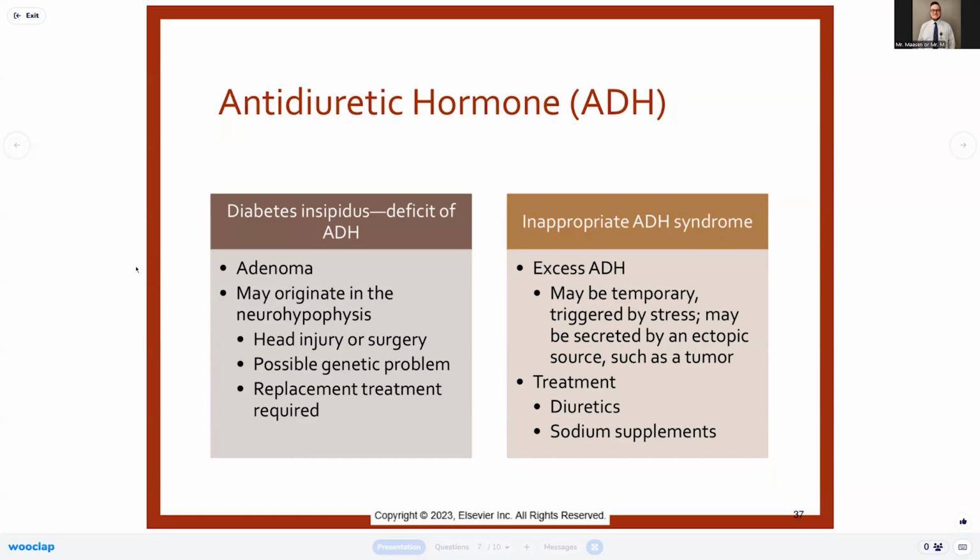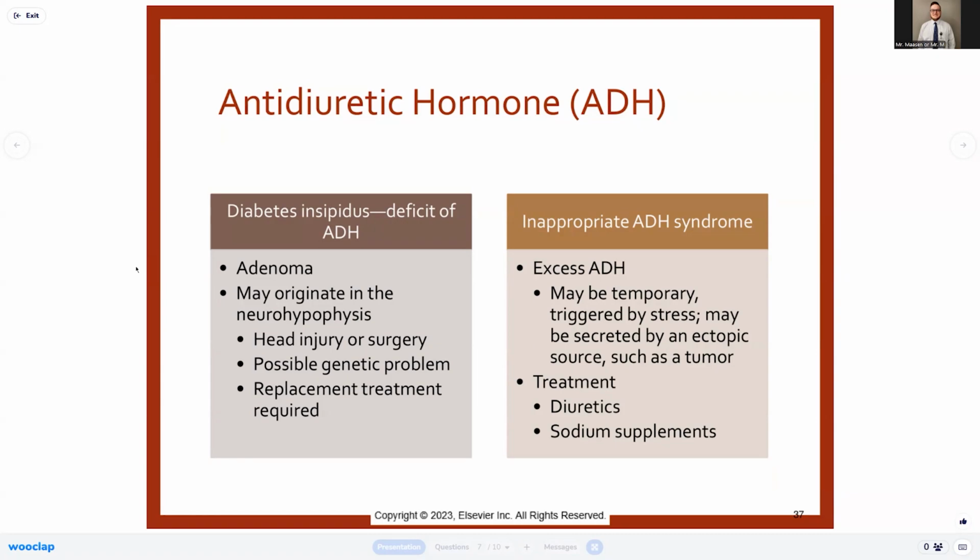Another thing to talk about is antidiuretic hormone. ADH and oxytocin are the main hormones that are released by the posterior side of our pituitary gland. Some of the conditions associated with ADH are worth knowing. There's basically two. There's what's called diabetes insipidus, one of my least favorite names. Diabetes insipidus is basically not enough ADH.